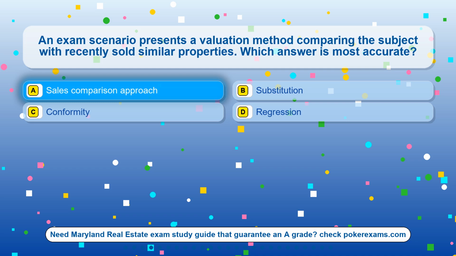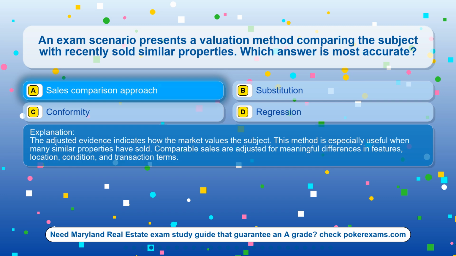The correct answer is option A, sales comparison approach. The adjusted evidence indicates how the market values the subject. This method is especially useful when many similar properties have sold. Comparable sales are adjusted for meaningful differences in features, location, condition, and transaction terms.